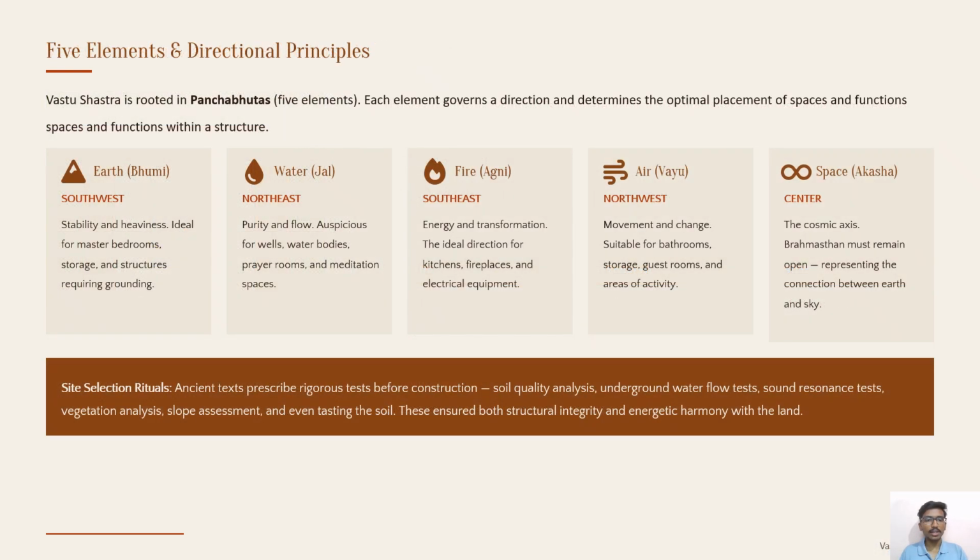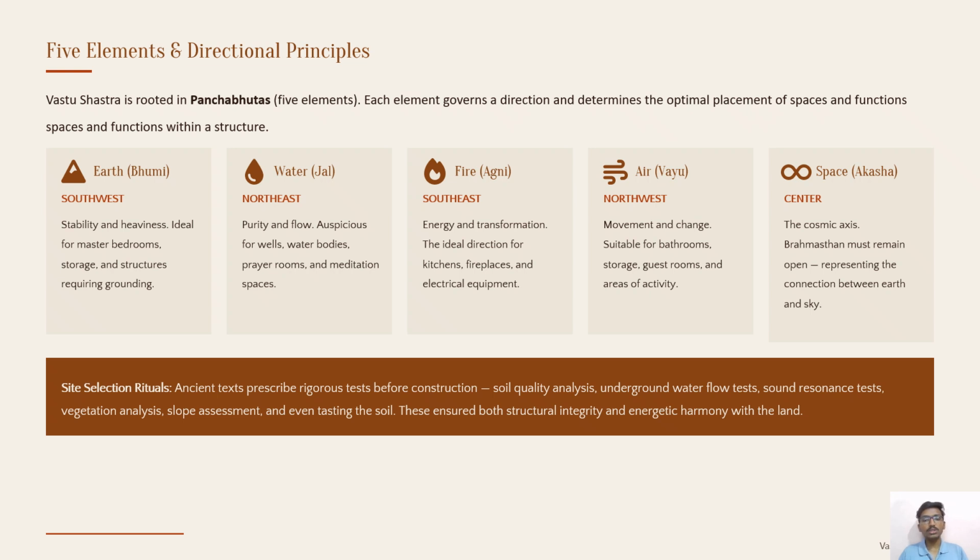Five elements and directional principles. Vastu Shastra is rooted in the Panchabhutas, the five elements. Each element governs a direction and determines the optimal placement of spaces and functions within a structure. Earth, Bhumi, southwest: stability and heaviness, ideal for master bedroom, storage, and structures requiring grounding. Water, Jal, northeast: purity and flow, auspicious for wells, water bodies, prayer rooms, and meditation spaces.